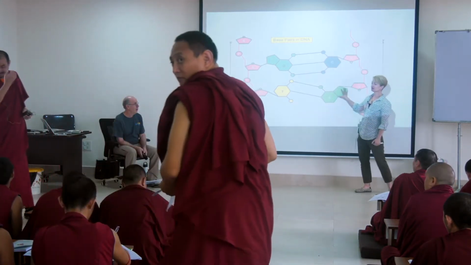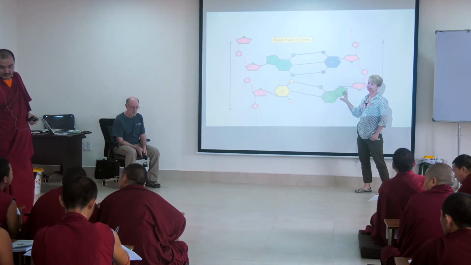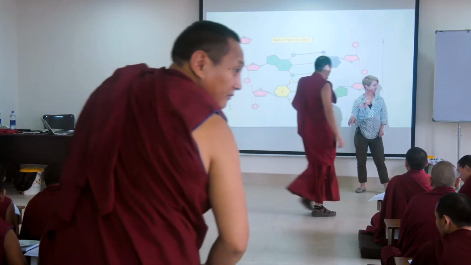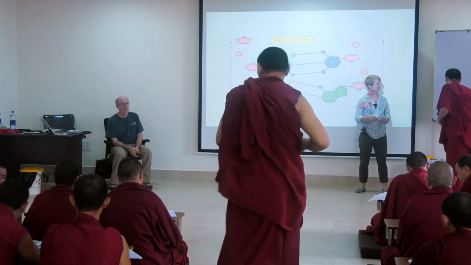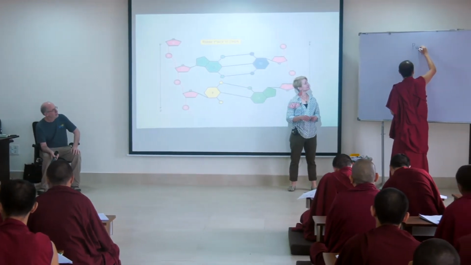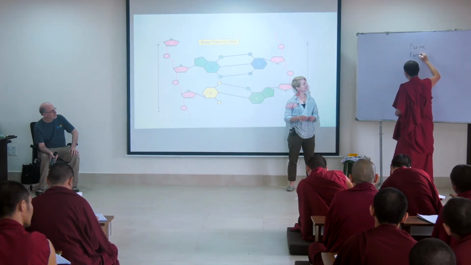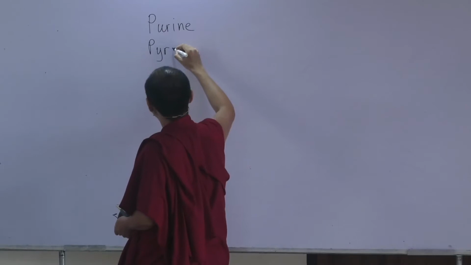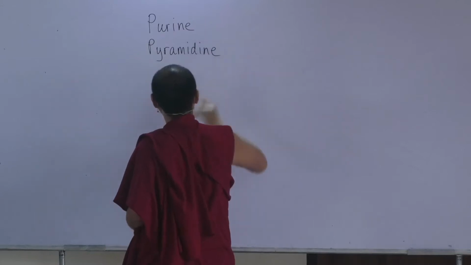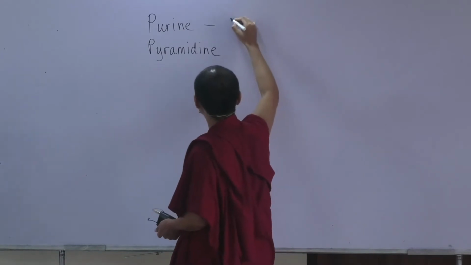They're all synthesized in the mitochondria. Purine. So I'm going to write down the terminology. Okay. Is it pyrimidine? Yeah. Yep. Pyrimidine. Is that right? Purine is the one with two rings, right?